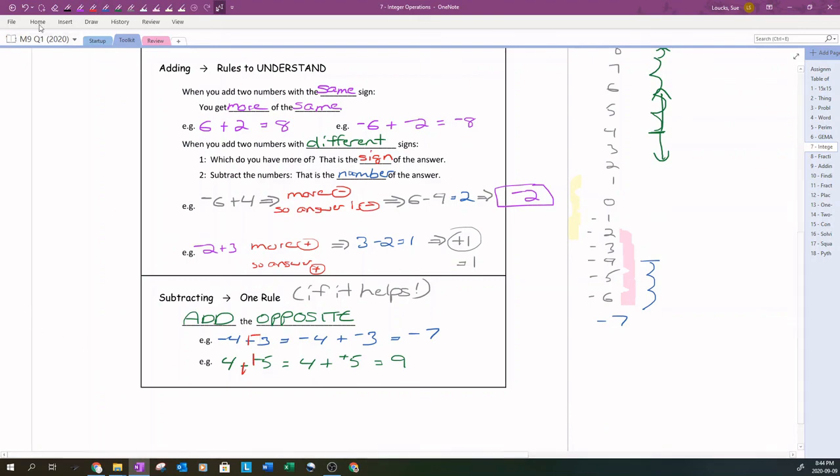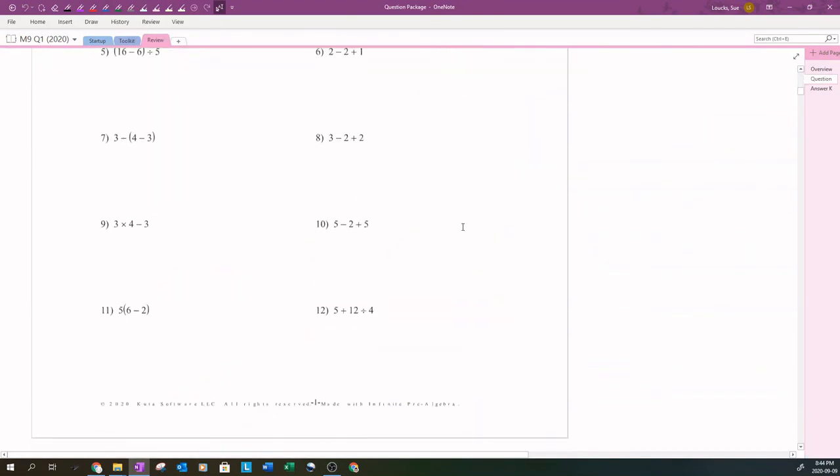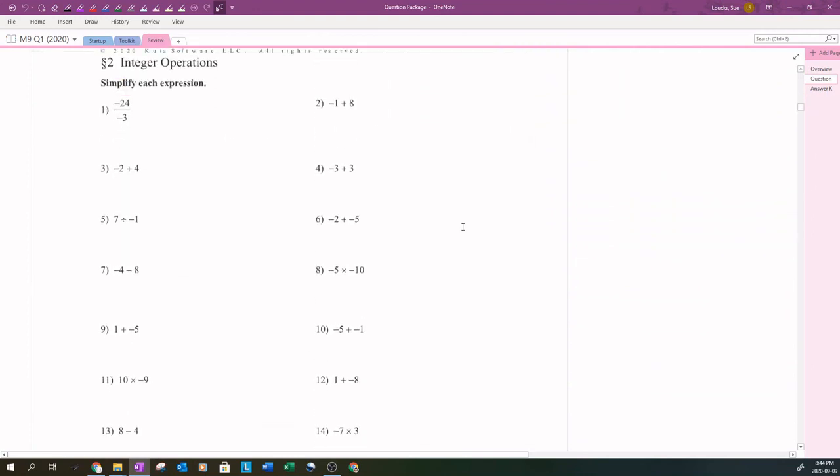Let's pop over to the review package and go down to the page where this starts. And these are just randomly generated questions for you to simplify. Just a reminder that this means divide. This fraction line means divide. So it's going to be -24 divided by -3. Well, that's a negative divided by a negative. That's going to give me a positive answer. 24 divided by 3 is 8. So my answer is 8.